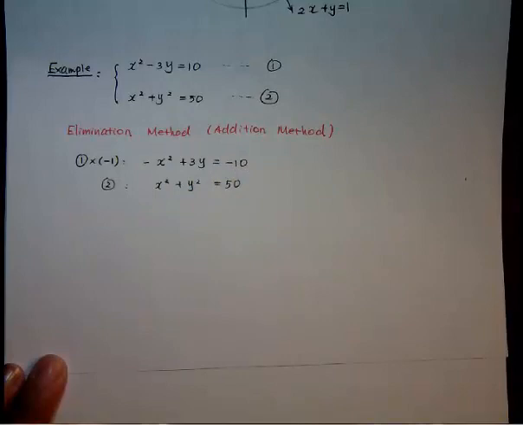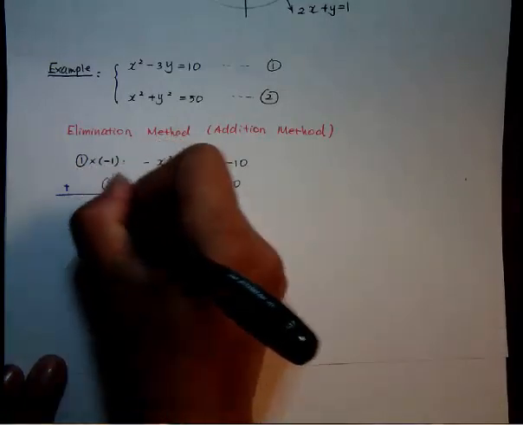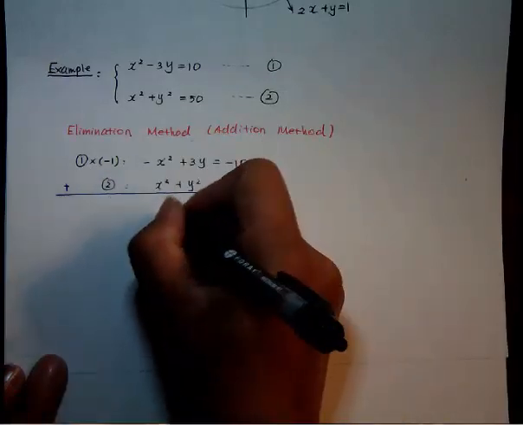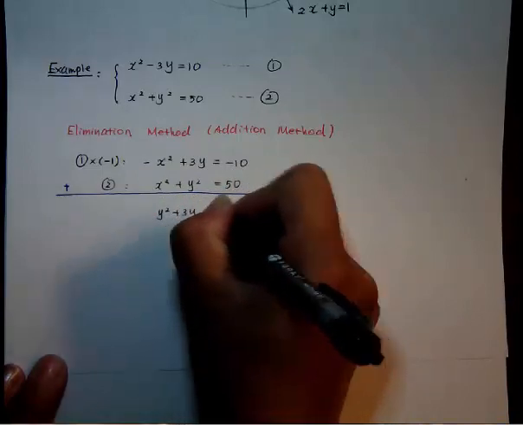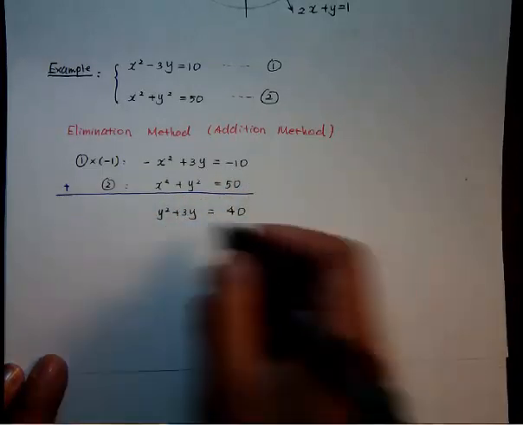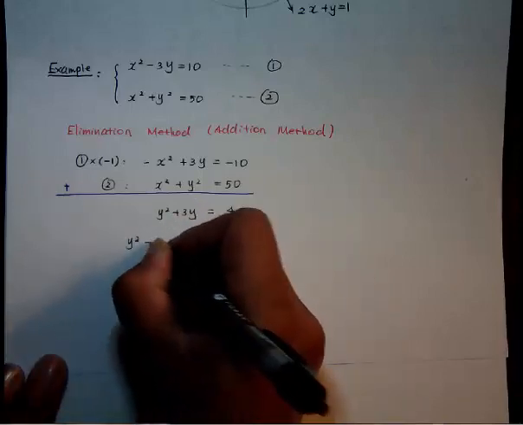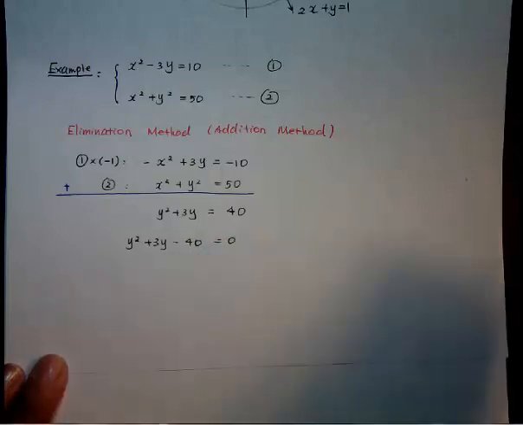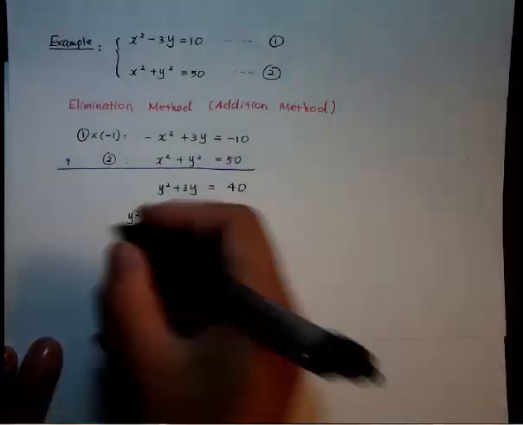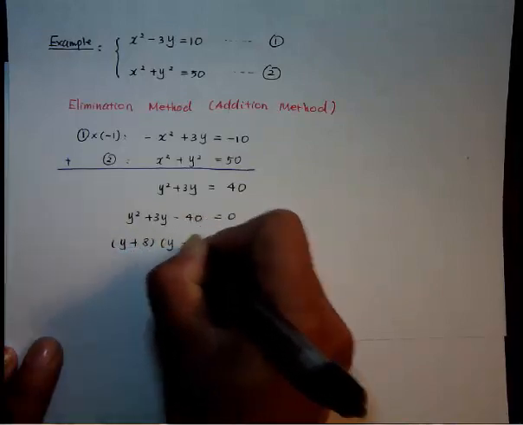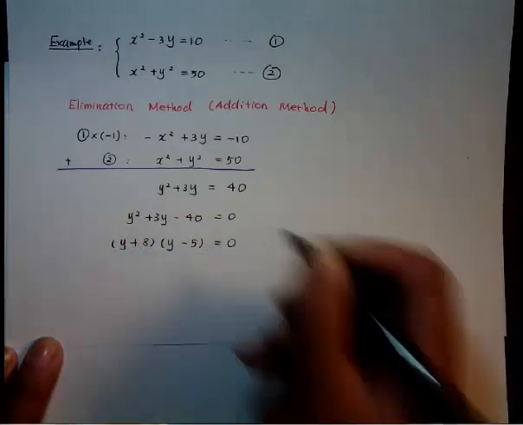Now if I add these two equations, combine right-hand side with right-hand side and left-hand side with left-hand side, the x squared terms give 0. This is y squared plus 3y equal to 40. Move the 40 to the other side: y squared plus 3y minus 40 equals 0. I think we can factor it. This is (y plus 8)(y minus 5) equals 0.